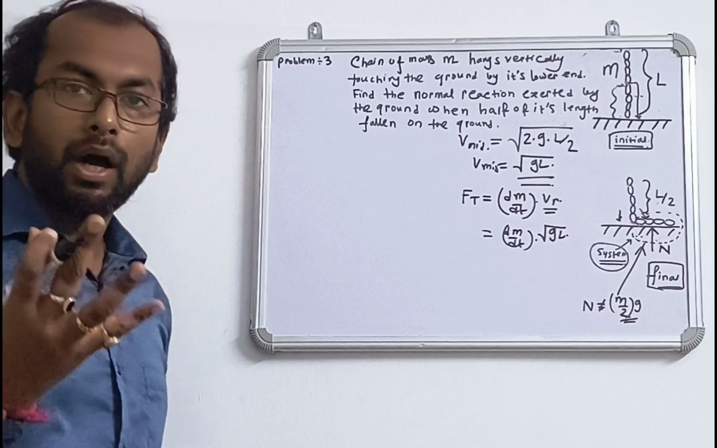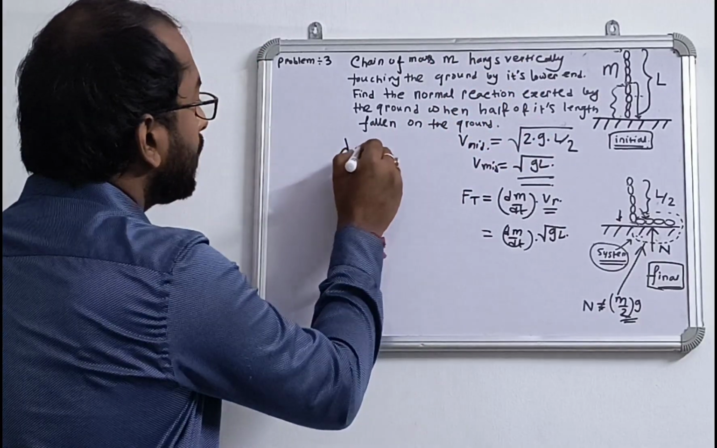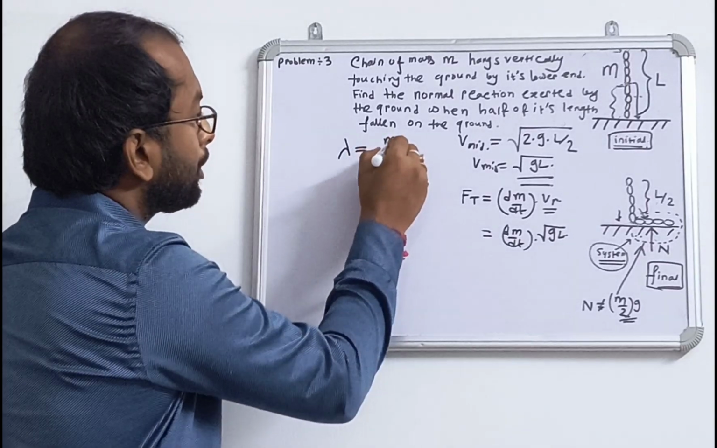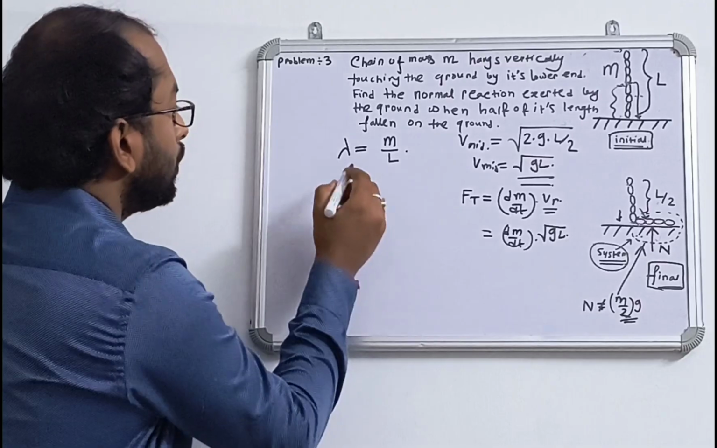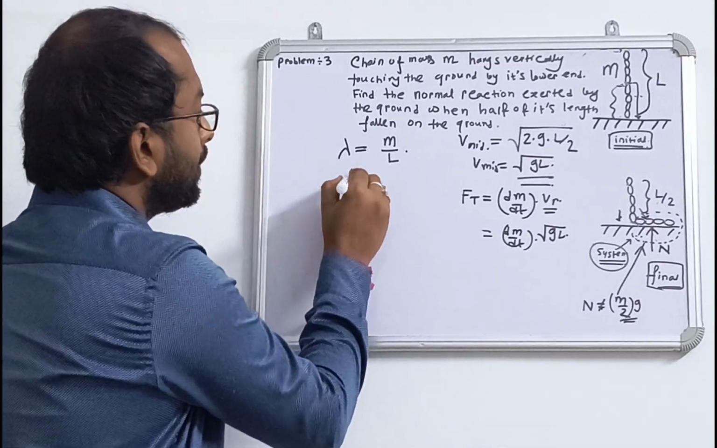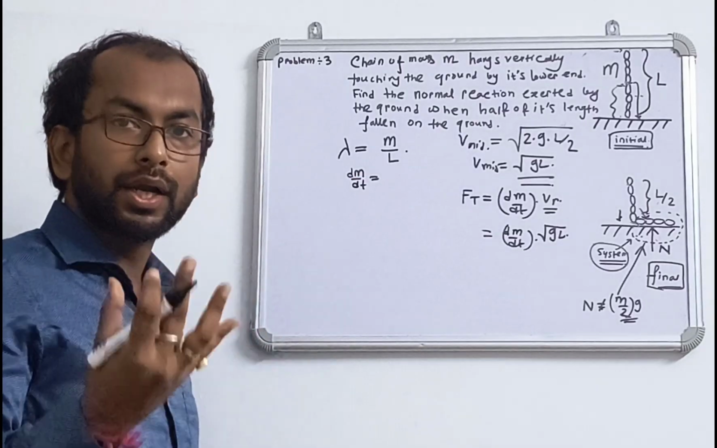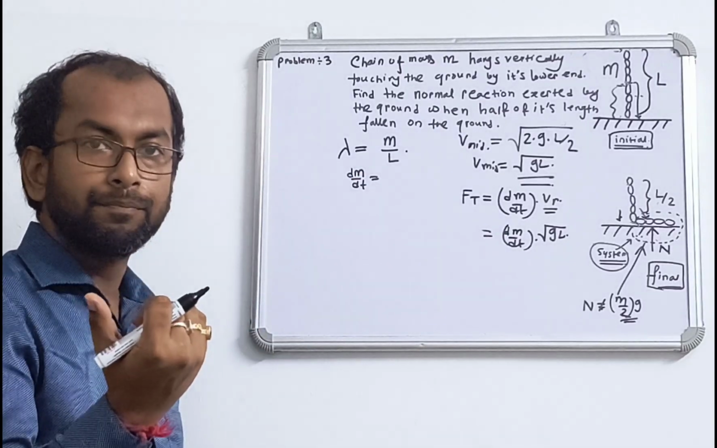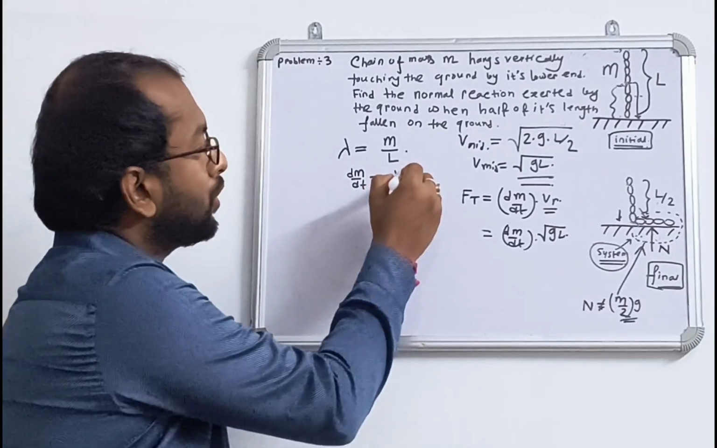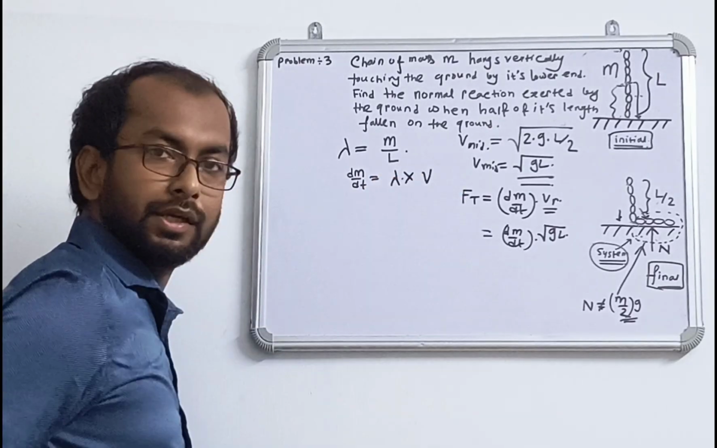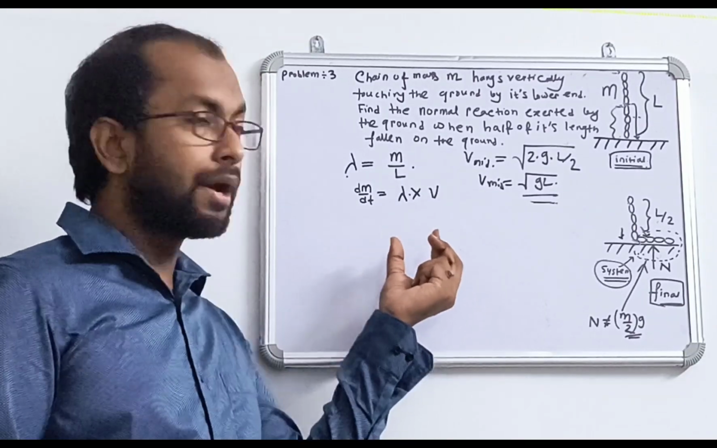Now what is the mass per unit length for this chain? Mass per unit length we will call lambda, that is m by L. Now what is dm/dt? At what rate is the mass getting injected into the system? That is mass per unit length into the velocity of the chain at that point. Now let's see how dm/dt is coming as lambda into v.